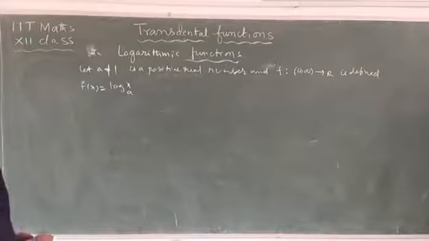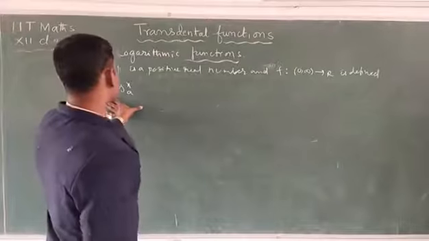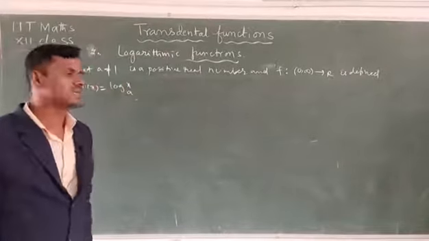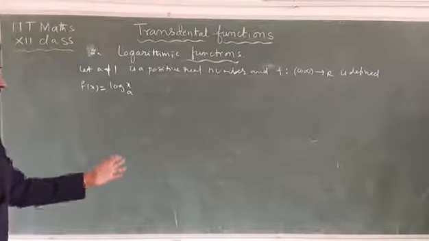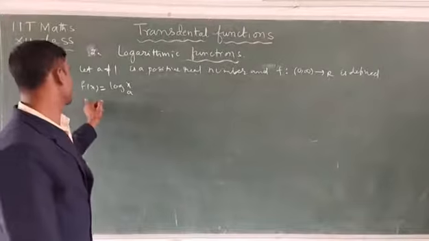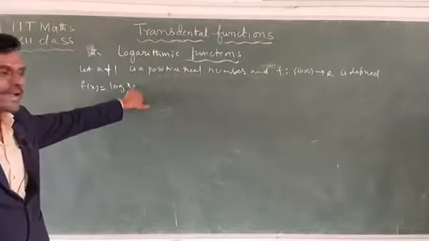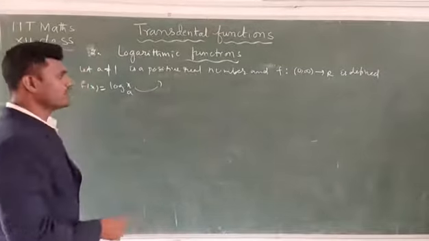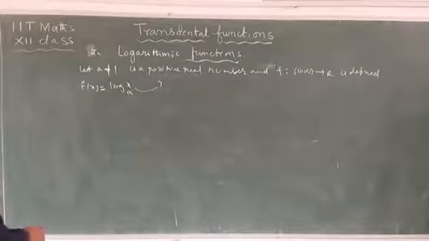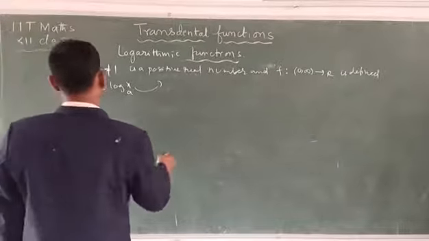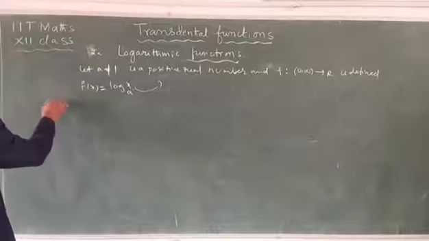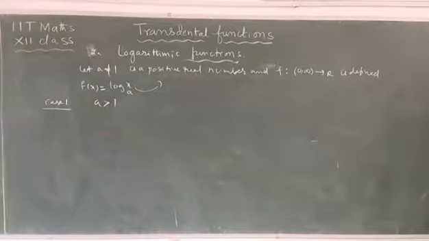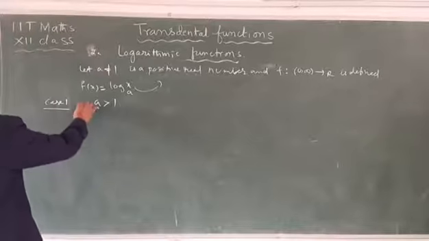Now this is a logarithmic function. Once again, let a is not equal to 1 be a positive real number and f is a mapping from 0 to infinity to R, defined by f of x is equal to log x base a, called the logarithmic function. Now we have to see how this graph looks. Here also two cases. Case 1: a is greater than 1. How it is? See here.